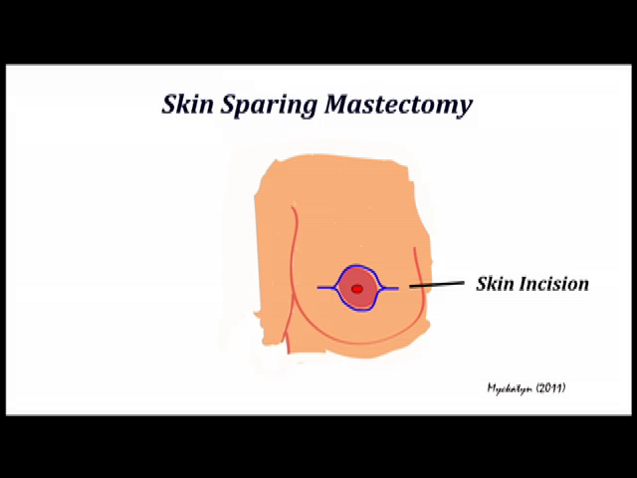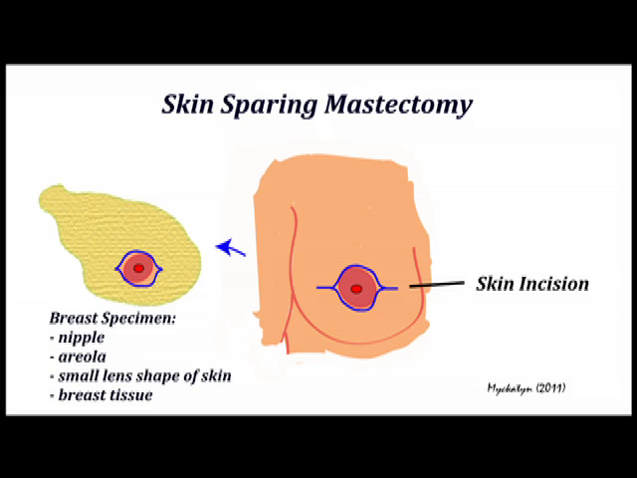One form of mastectomy is a skin-sparing mastectomy where only the nipple and the areola and a small amount of skin are taken. In this way, most of the breast skin is preserved, but the nipple and the areola are removed.